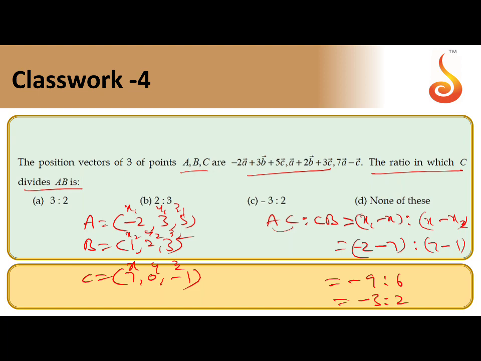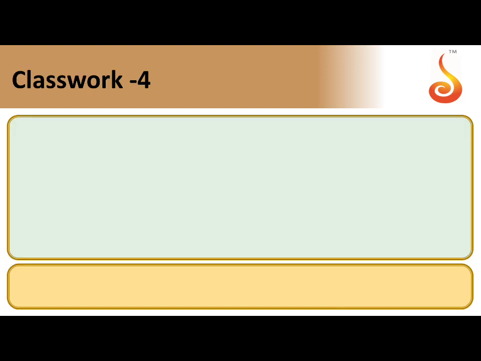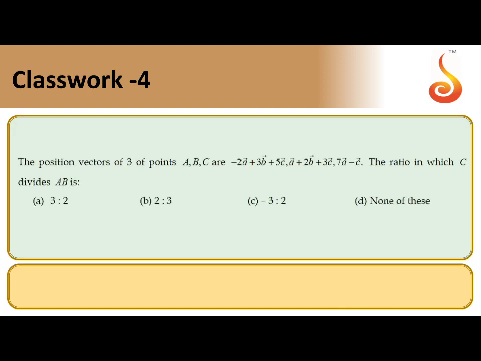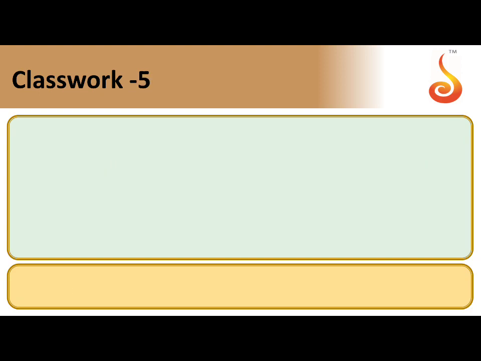Clear this one? In what ratio C divides AB means keep C in the middle. That means take the difference of x coordinates of A and C, and the difference of x coordinates of C and B, in that order. Then we get the answer directly. Otherwise you can find AC and BC vectors, calculate their lengths and apply the ratio. That's a long process. This is simple to get the answer. So here minus 3 is to 2. Check the answer. Option C is the right answer.